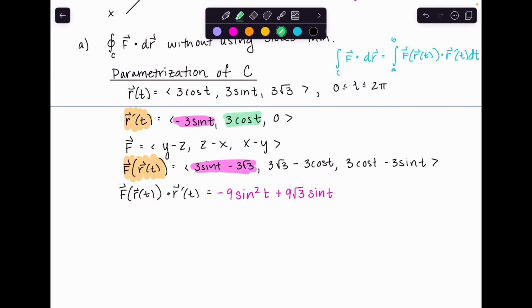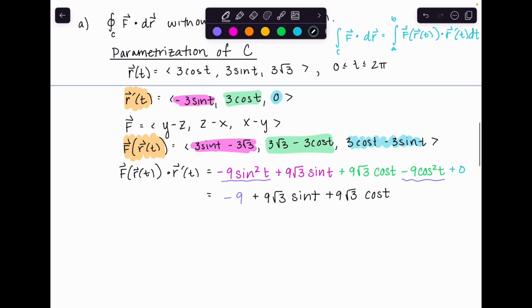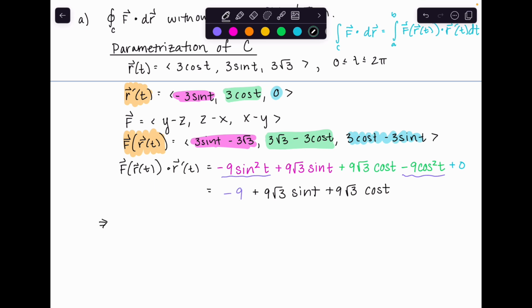Second piece is 3 cosine of t times all of these. So that gives us 9 root 3 cosine of t minus 9 cosine squared of t. And then luckily at least the last one, because that piece is 0, this adds nothing to it. And now we hope that things simplify, and thankfully they do. So you've got negative 9 sine squared minus 9 cosine squared. That condenses to negative 9. And then we've got 9 root 3 sine of t and 9 root 3 cosine of t. So we've got everything we need now to actually evaluate this line integral.